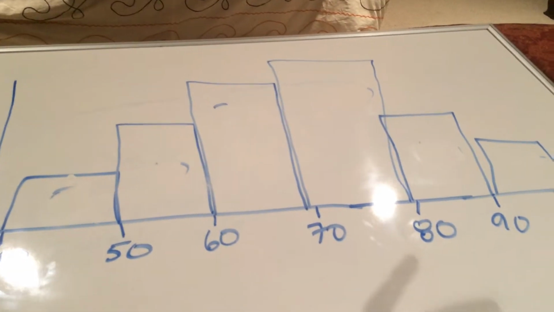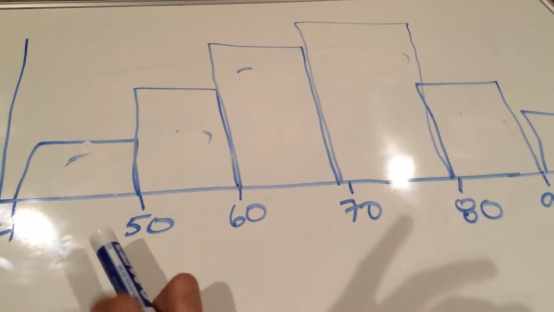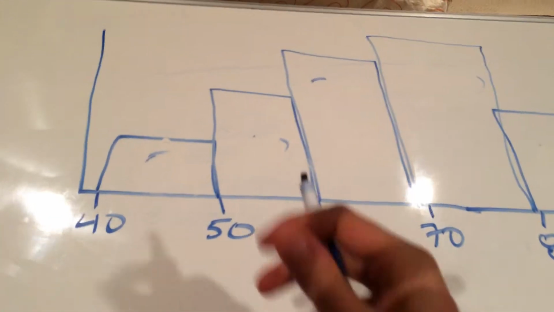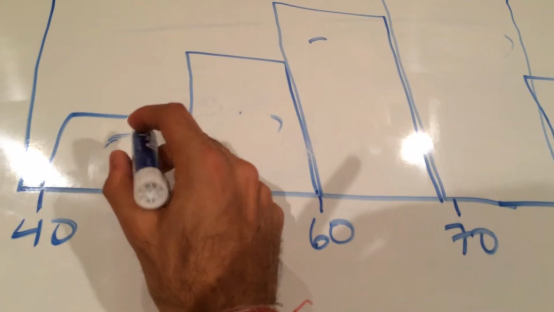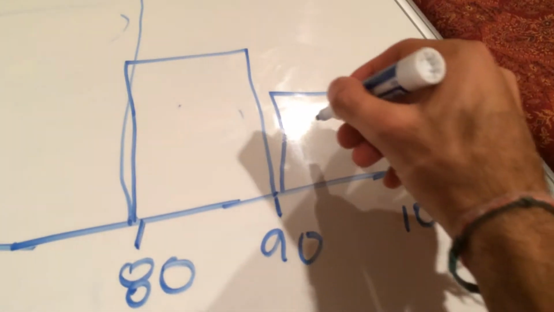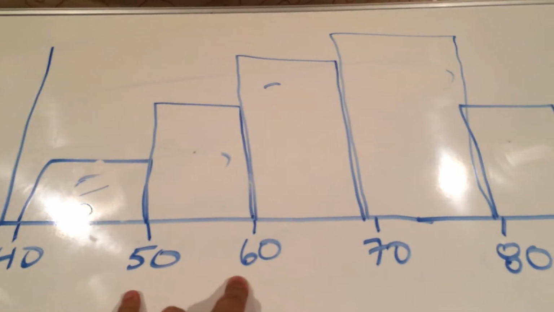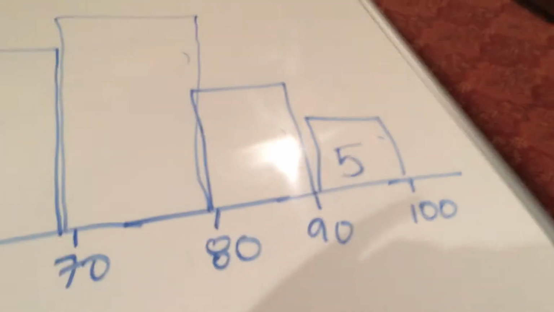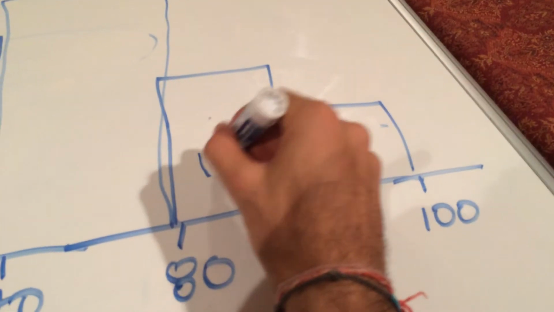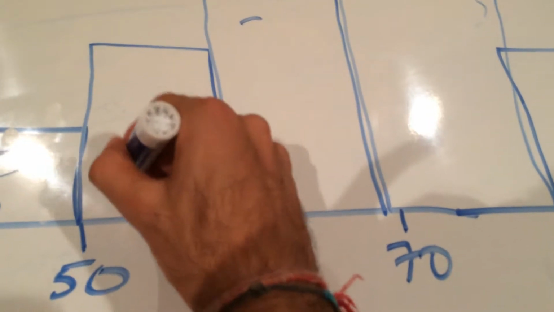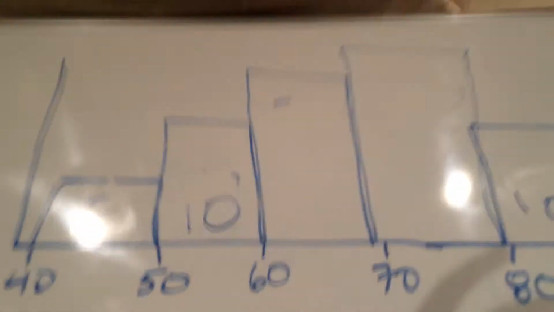I'm going to say, well, it looks like there's about the same amount of test scores from 40 to 50 as from 90 to 100. So I'll just predict, again, I don't know this for a fact, that there are 5 test scores here and 5 test scores here. And from 50 to 60, there's more than 40 to 50, and it's about equal to 80 to 90, so I'll say about 10 test scores here. Again, I don't know for sure, I'm just estimating, but estimation is fine. Remember, we don't need to be super exact about it.